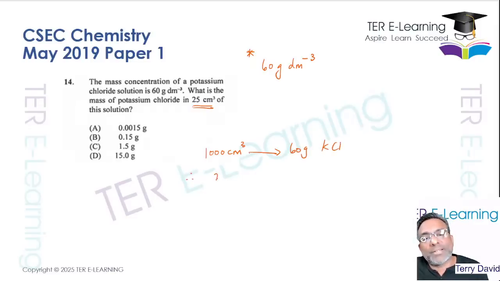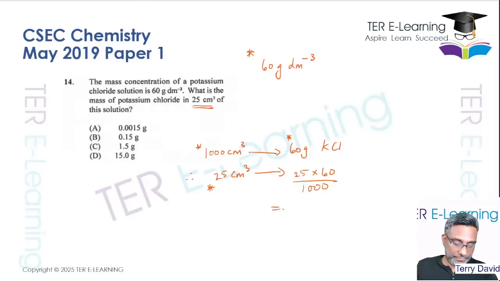Therefore, if we have a sample that is 25 cm cube, all we need to do here is cross multiply. So this will be 25 multiplied by 60 all over 1000. And that's going to give me 1.5. So this here is 1.5 grams. All right, so C is the answer. Yeah, I agree. So that's number 14.